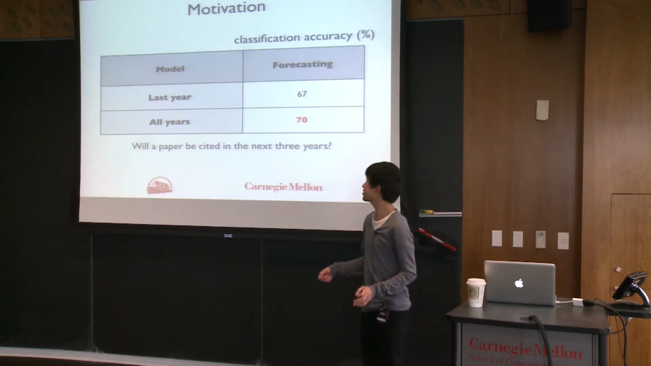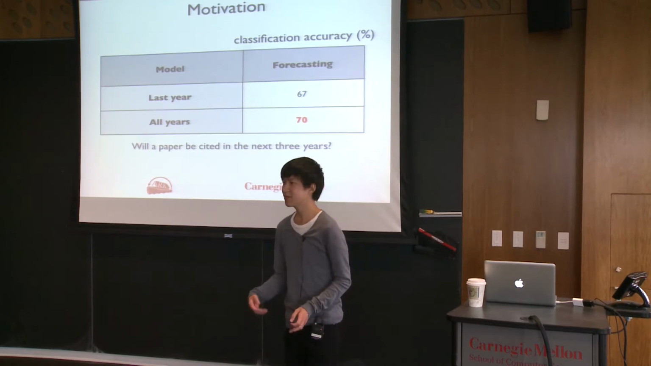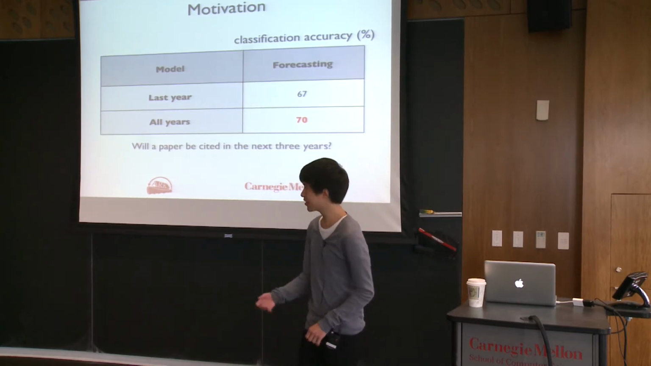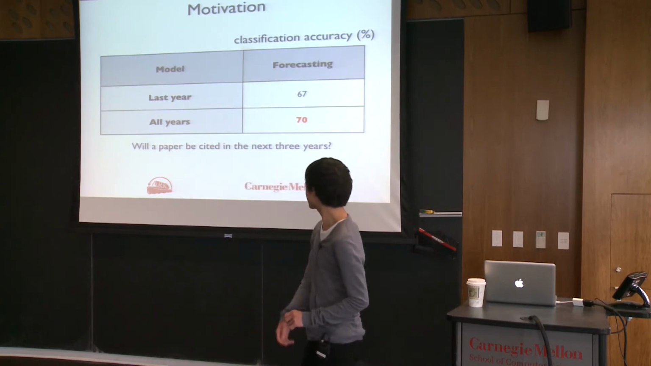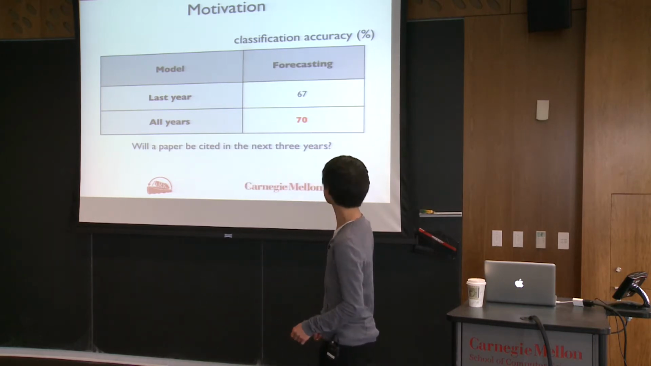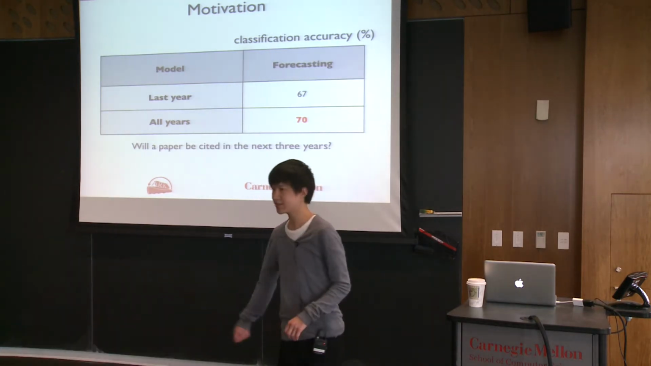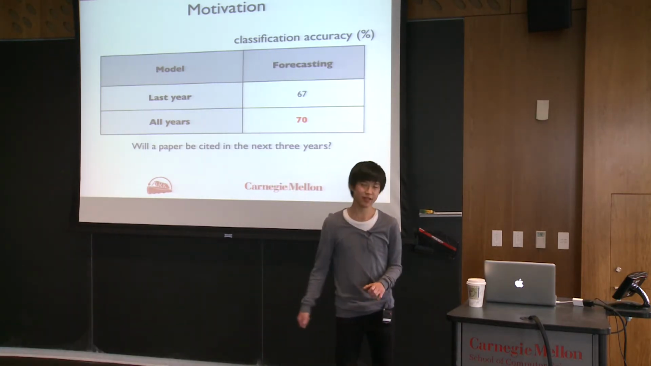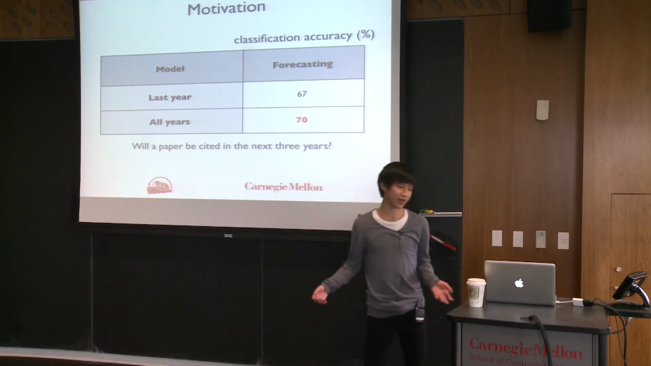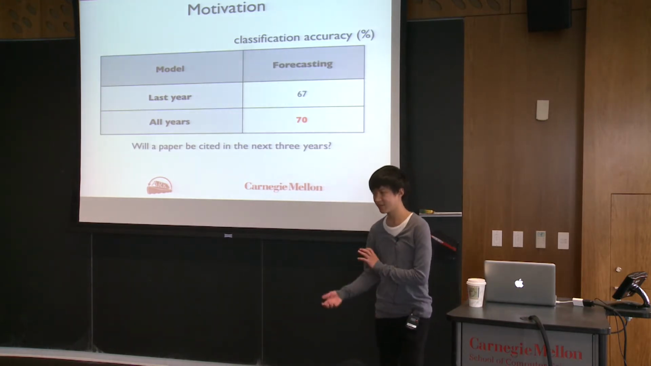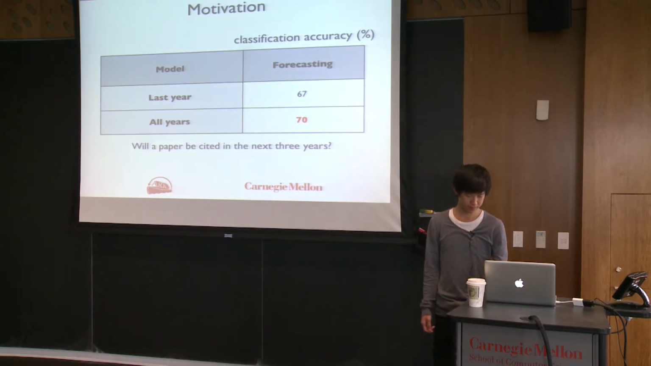Here's an example task. Suppose that we're trying to predict whether a paper will be cited or not 3 years from its publication. For this task, we actually get a better result, higher accuracy, using the entire data set. That's what "all years" means. We get about 70% accuracy, whereas if we just use papers from the previous year, we get about 67%.